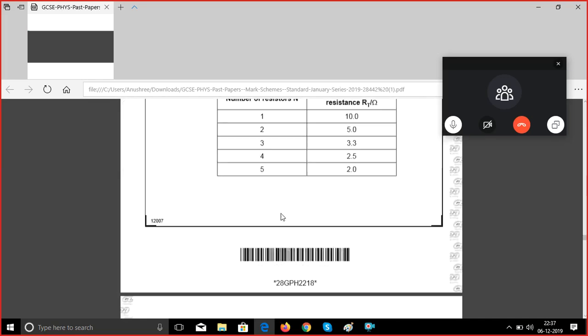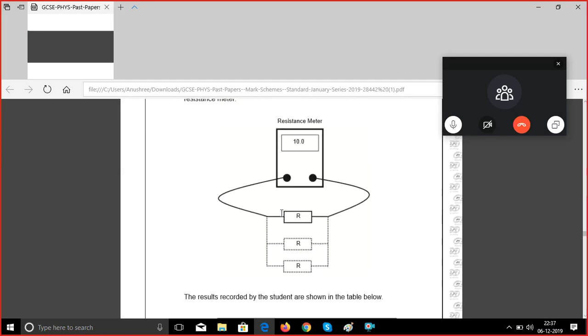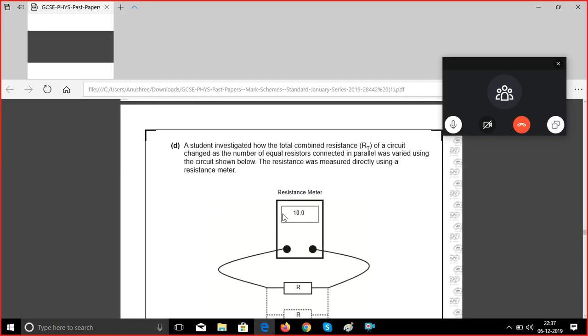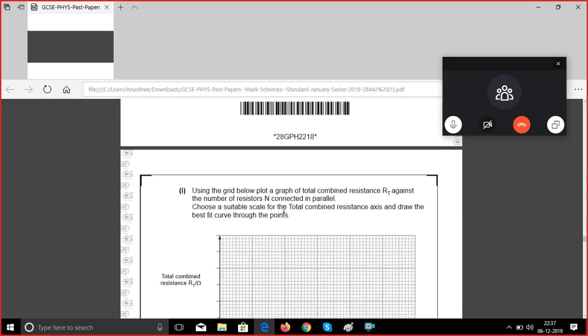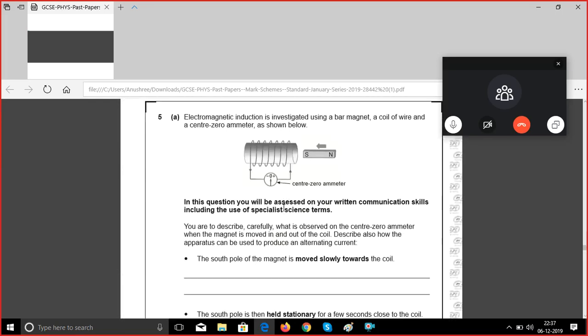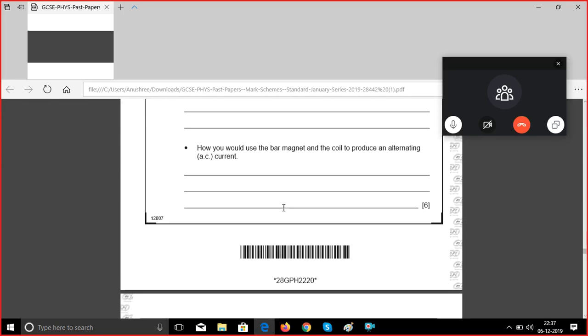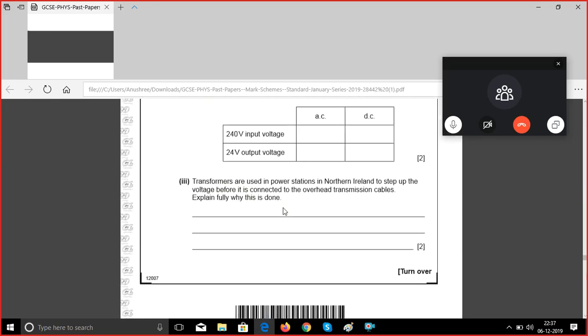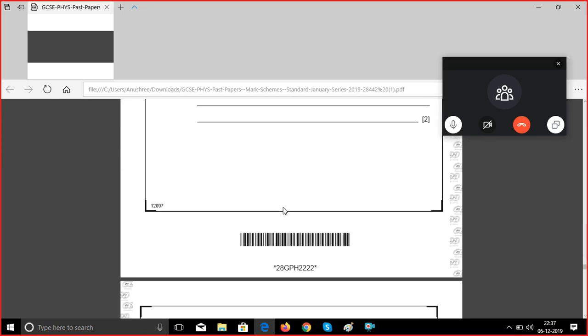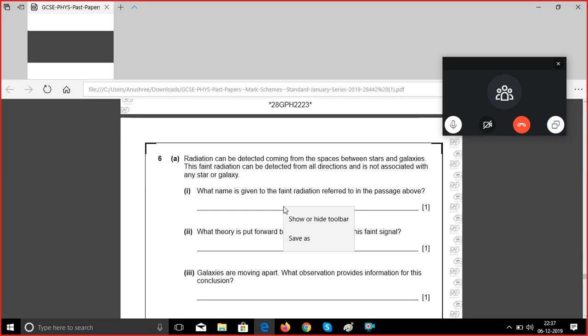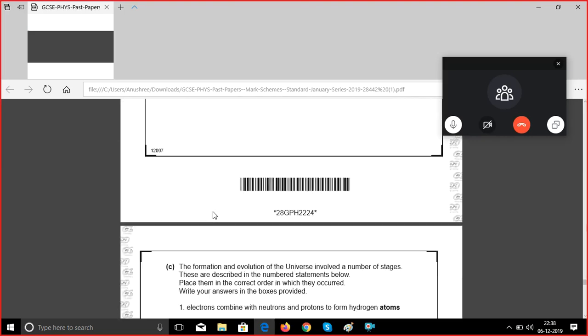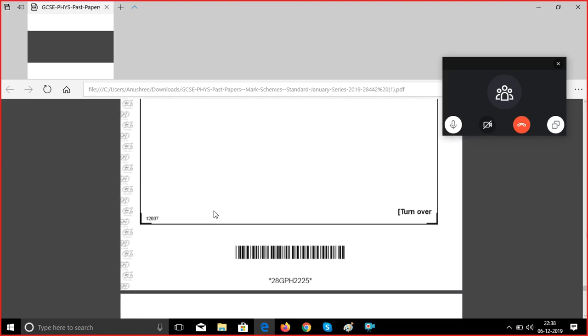Now see this question. This resistor also was not completed in your school, right? It's connected in parallel. Yeah, that's still not completed. We haven't done the rest in school. And this radiation detector, space between star and galaxy, this one also is not completed. So we have to move on to the next paper.